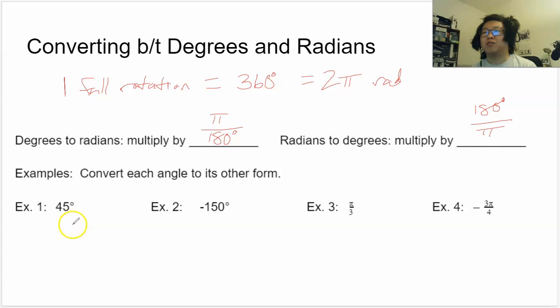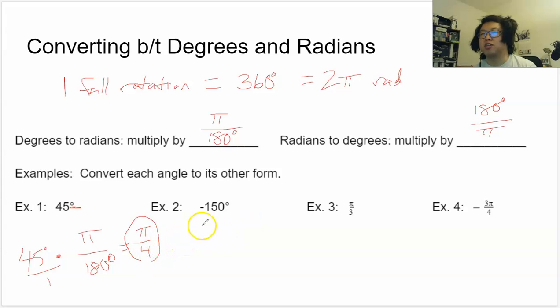Okay, 45 degrees. It's a degree. So I'm going to take my 45 degrees, multiply it by pi over 180 degrees. And you'll notice that because degrees is in the top and in the bottom, you can cancel those units out. That's the entire point of this. And it's 45 over 1. You can use your calculator to find this stuff, but this is going to end up being pi over 4 radians.